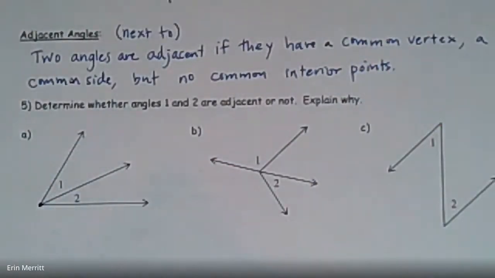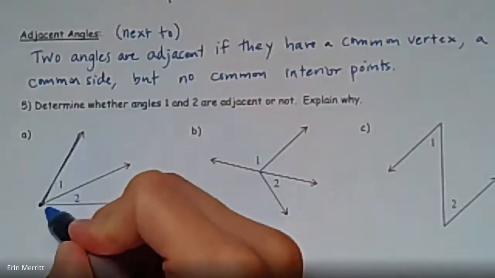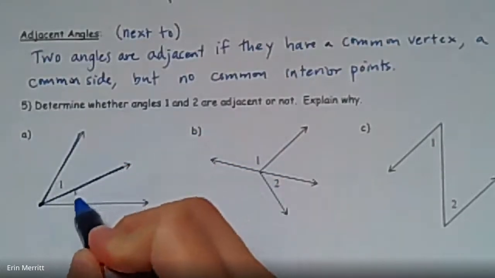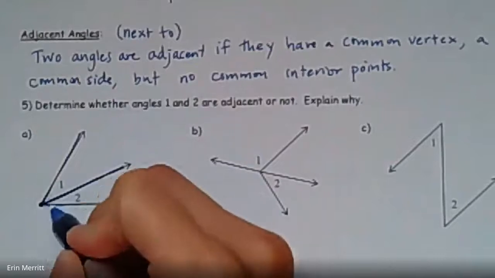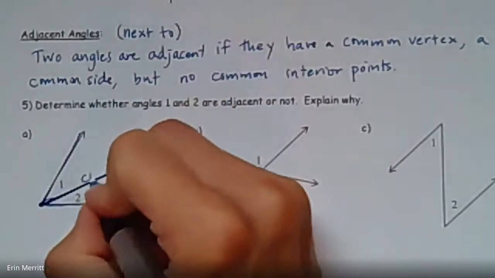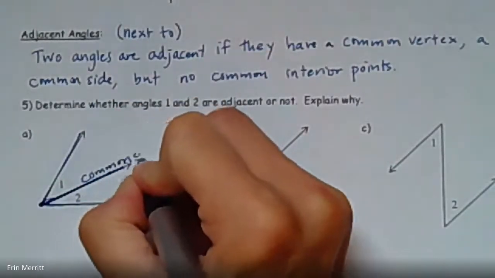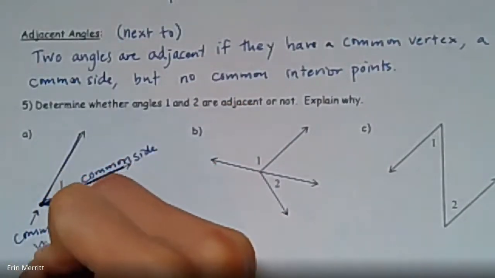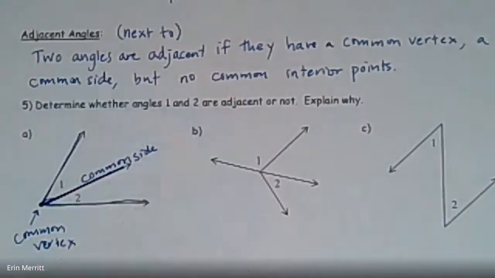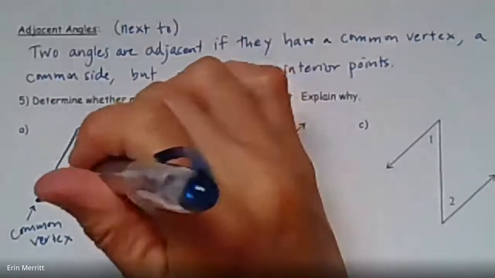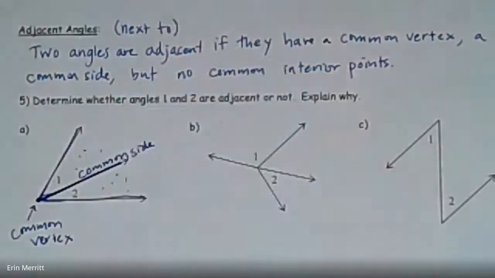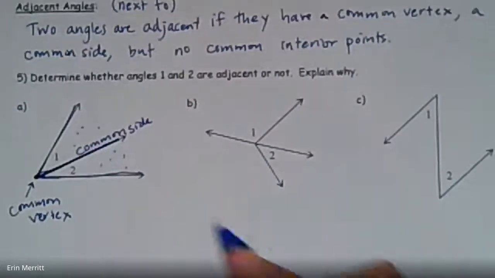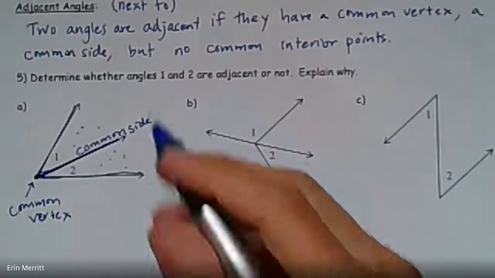Yep. A common side: if I trace this angle out and I trace this angle out, notice how I trace over that middle line twice. So that would be referred to as my common side. Here would be my common vertex. And then no common interior points. So like all the points in here are not the same as the points in here. That is a perfect example of adjacent angles.